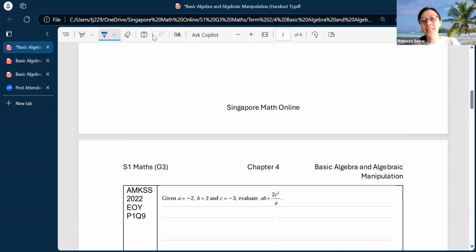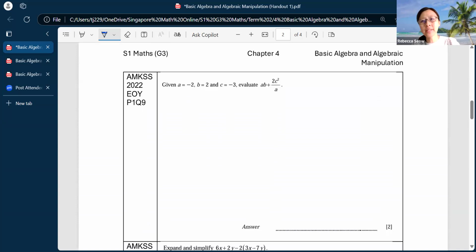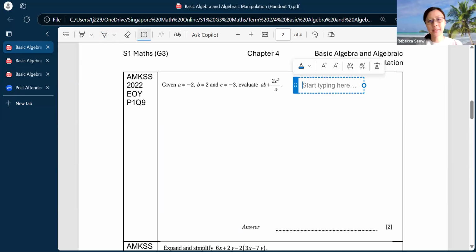Let's move on to the next question. It's also taken from Ang Mo Kio Secondary School, 2022 EOY. Few questions down the line, paper 1, question 9. So this question tells you the values of A, B, and C, and we are asked to evaluate the expression. So this is a question that requires us to do substitution of values.